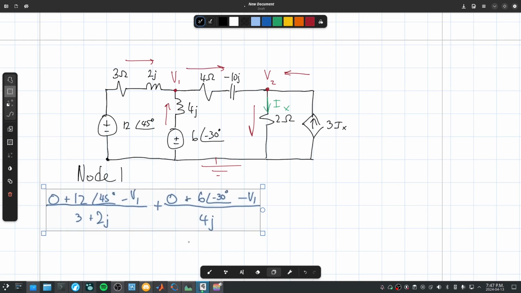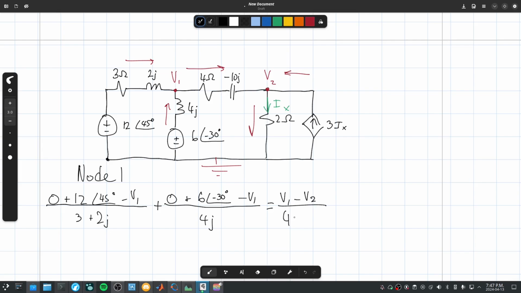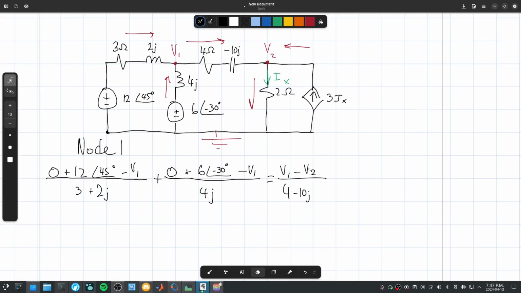And now we do the part that's coming out. So equals, once again, from V1 minus V2, divided by the resistance, 4 minus 10j. Question: is there no difference between 2j and j2? Yes, there's no difference. I don't like how they write j2. I write 2j. You will get the exact same answer. So that's node 1. We've covered all 3 of them here, going in and out.